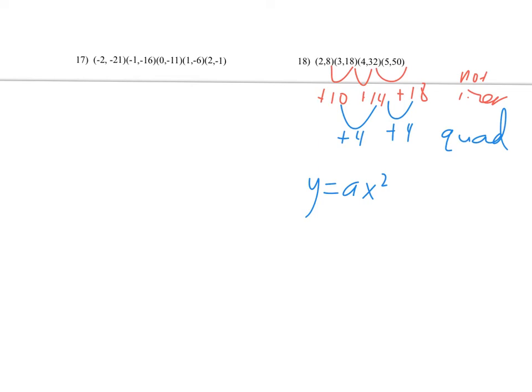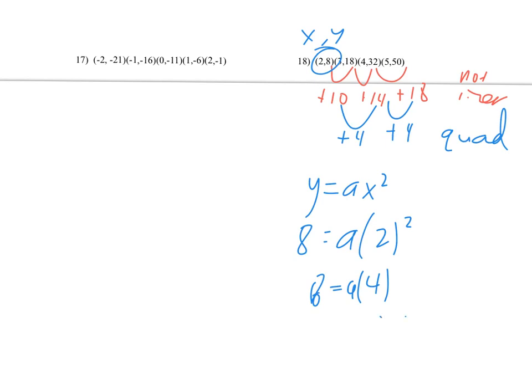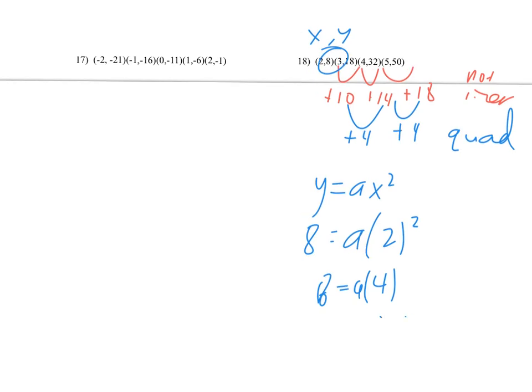So I'm going to go ahead and I can grab any point. I'll just use the smallest one for my x comma y. I'm going to plug an 8 right there. I don't know what a is, but I know x is 2. So I get 4 times a equals 8. And then divide this by 4. And I get a equals 2. So then I can write my equation as y equals 2x squared.